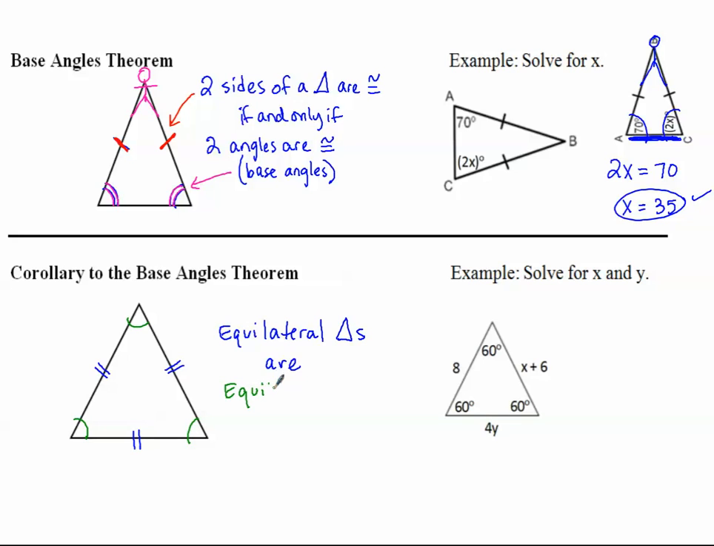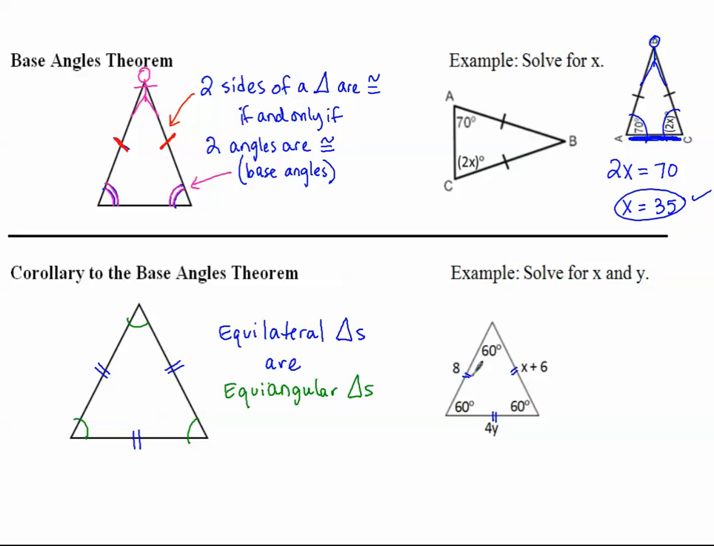So equilateral triangles are equiangular triangles. I cannot have one without having the other. Equiangular triangles are equilateral triangles. So if I look at this example, solve for x and y, I see that all three angles of this triangle are 60 degrees. Therefore, I know that these three sides must be congruent.